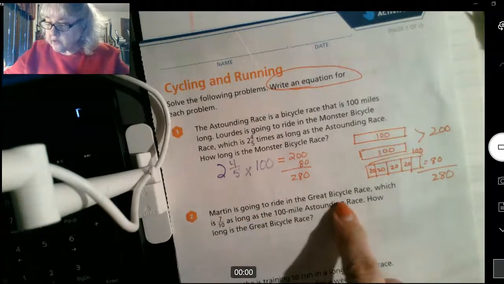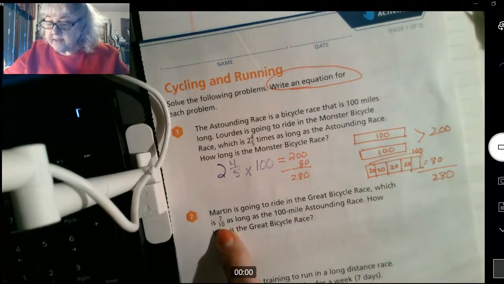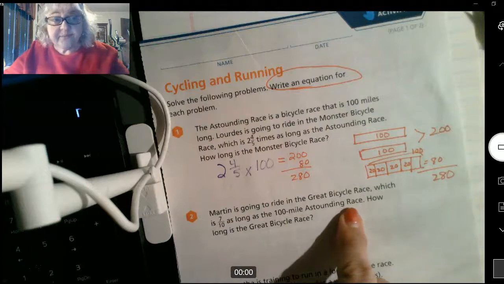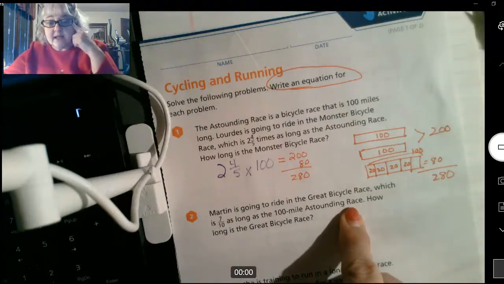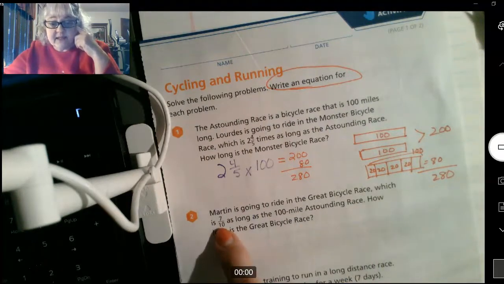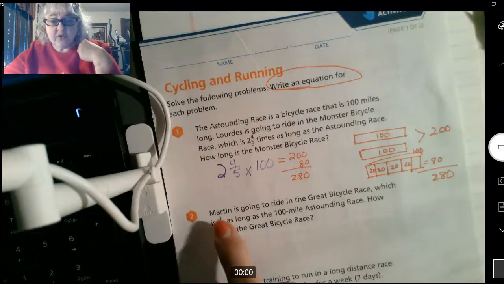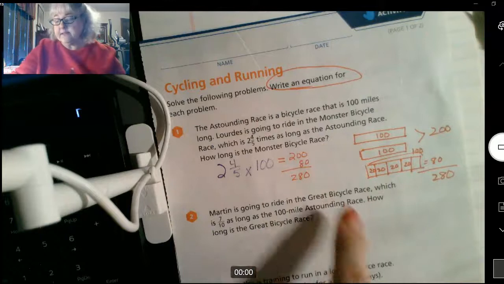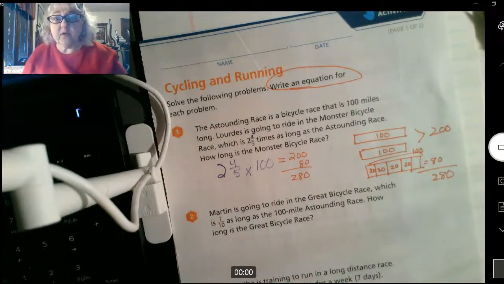Martin is going to ride in the Great Bicycle Race, which is 7/10 as long as the 100-mile Astounding Race. Already my brain's thinking, okay, if it's 7/10 of 100, that's less than 1 whole. So I know now that my answer is going to be less than 100. That's something to think about to kind of give you an idea of the size of your product.